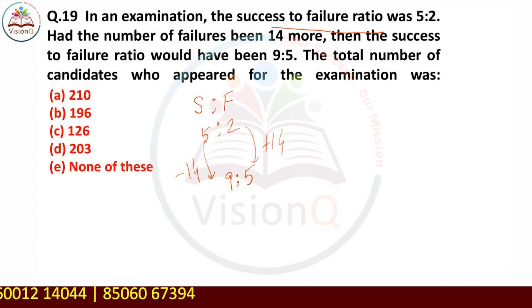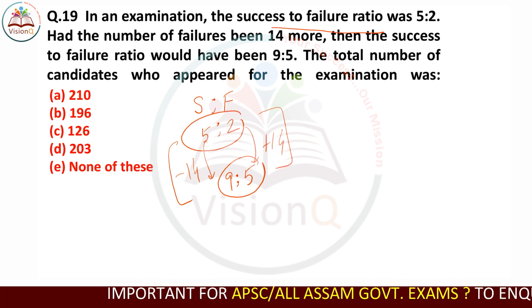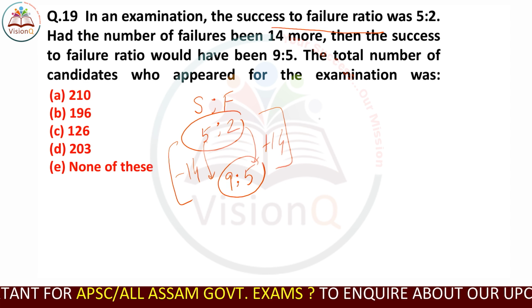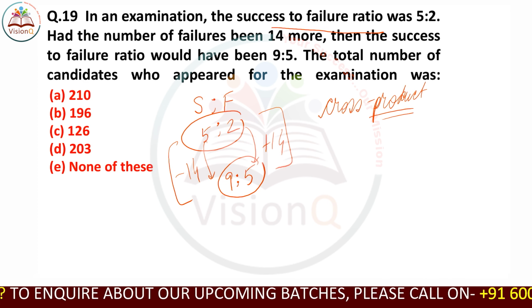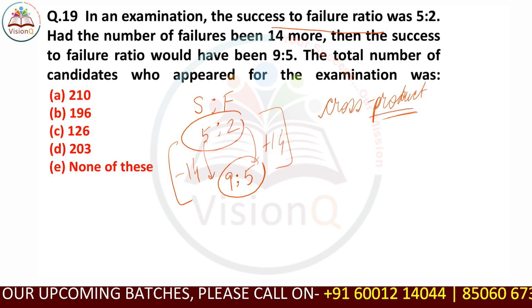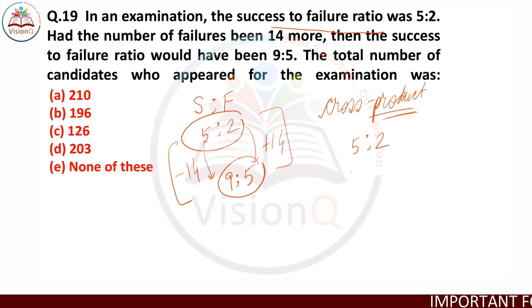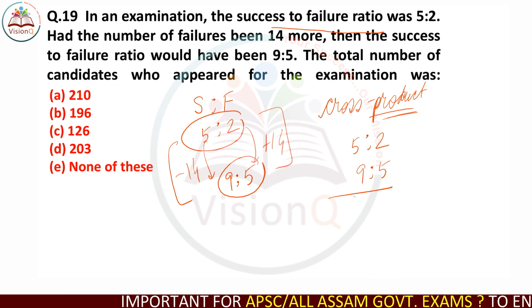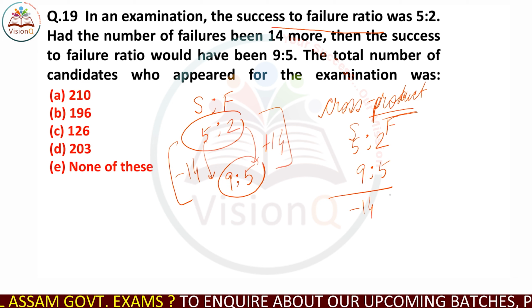So how to solve such questions? Whenever you are given two ratios and their gap is given, this gap is minus 14 here and plus 14 here, you can apply the cross product method to solve such questions easily without using x. Now the initial ratio was 5:2. The next ratio is n:5. Now the gap should be written here. The gap for successful students is minus 14. This is for successful students. And the gap for failed students was plus 14.